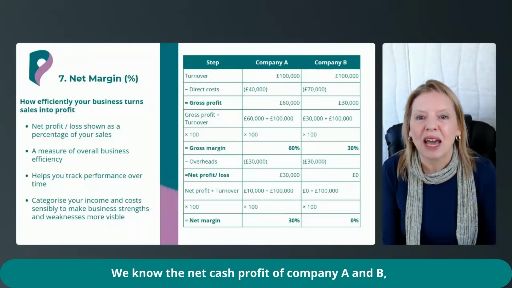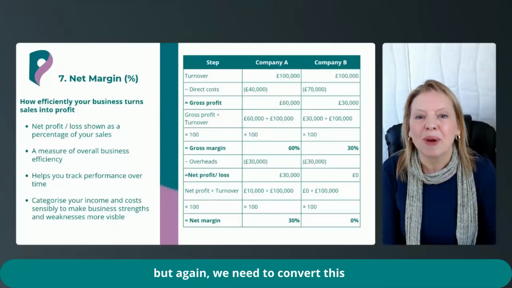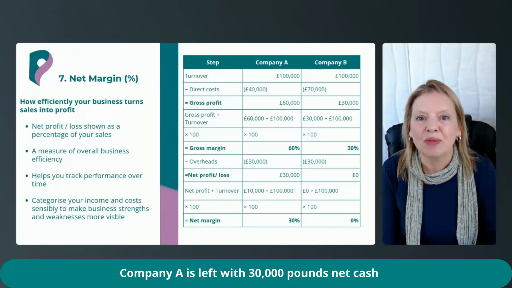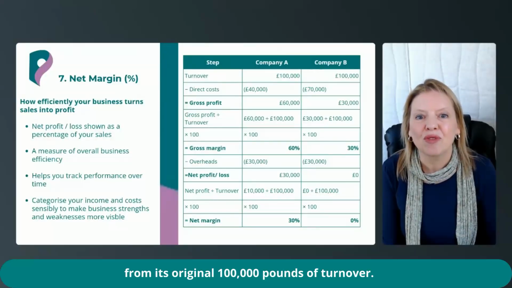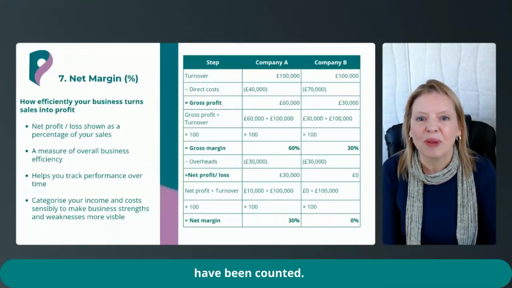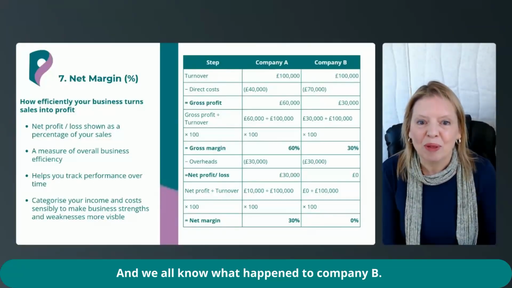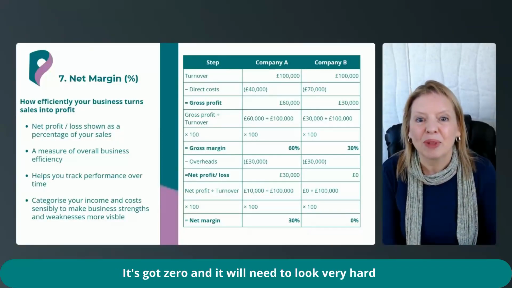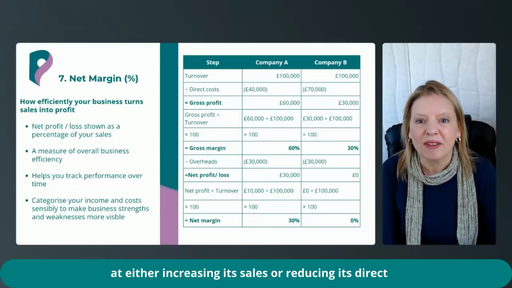We know the net cash profit of Company A and B, but again, we need to convert this into a margin calculation. Company A is left with £30,000 net cash from its original £100,000 of turnover. That's a 30% net margin after direct and indirect costs have been counted. Pretty good. And we all know what happened to Company B. It's got zero, and it will need to look very hard at either increasing its sales or reducing its direct and indirect costs if it's going to survive.